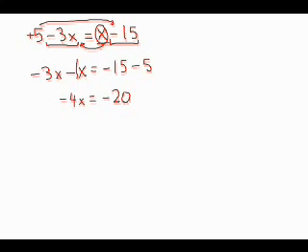So now we have a case where we can go ahead and isolate the variable by doing the opposite of what's there. The opposite of times -4 is divide by -4. If I divide one side by -4, I have to divide the other side by -4. These cancel each other out. We're just left with x, and -20 divided by -4 is 5.